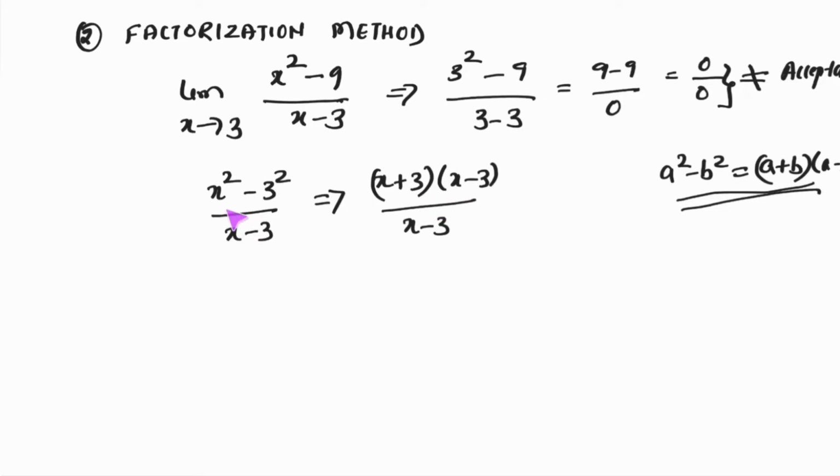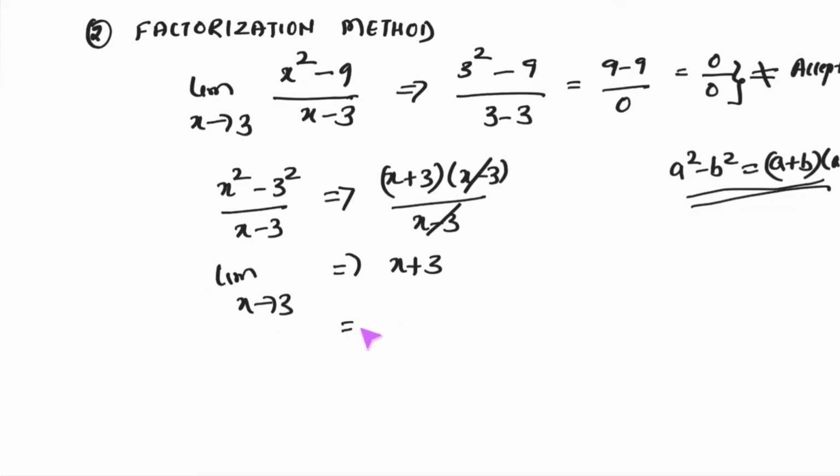So whenever you get something like x square minus 3 square, or x square minus 5 square, or x square minus 8 square, every time expand it like this, (x plus 3) into (x minus 3). One will be a positive expression, the other one will be a negative expression. Now in this case, you'll cancel x minus 3 and x minus 3 and you'll be left with x plus 3. Now you apply the substitution method. Limit x tending to 3, I'll substitute x as 3, so it will become 6.